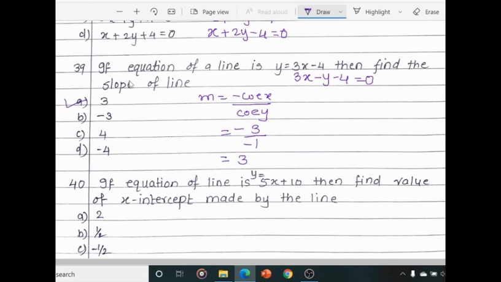Or simply we can compare this equation with y is equal to mx plus c. It is in this form. So this 3 is the slope of the line.